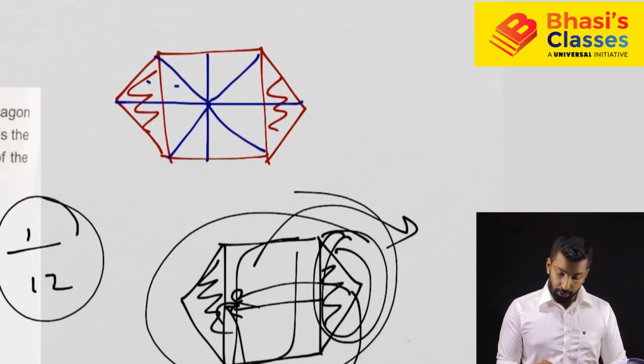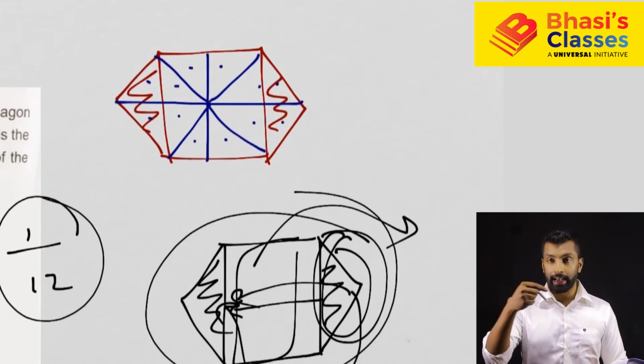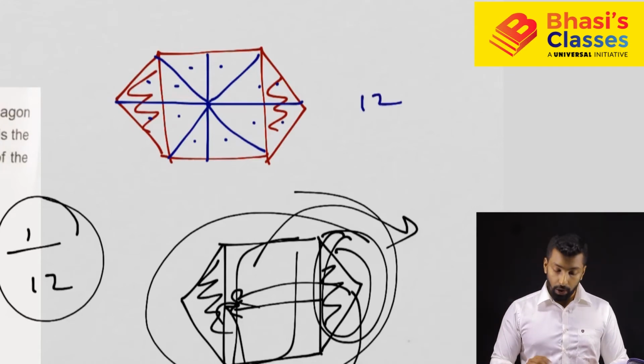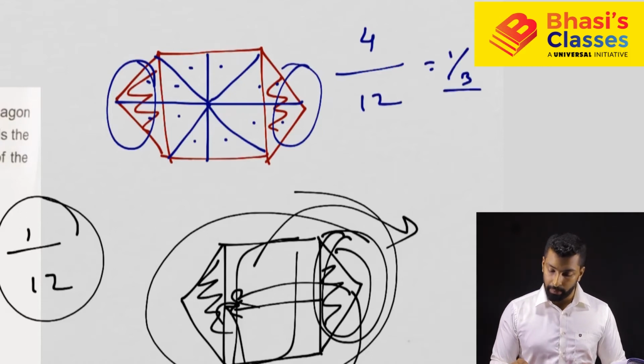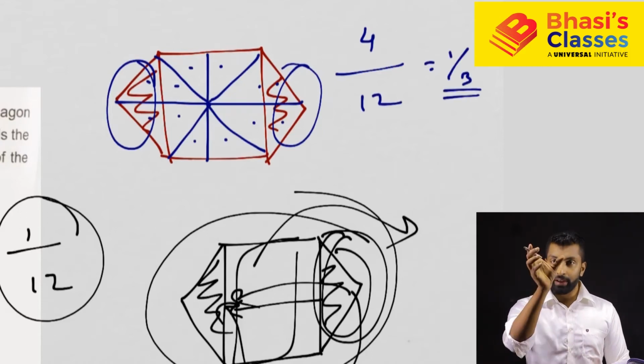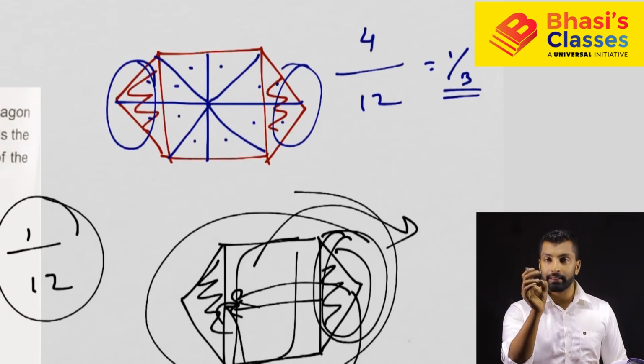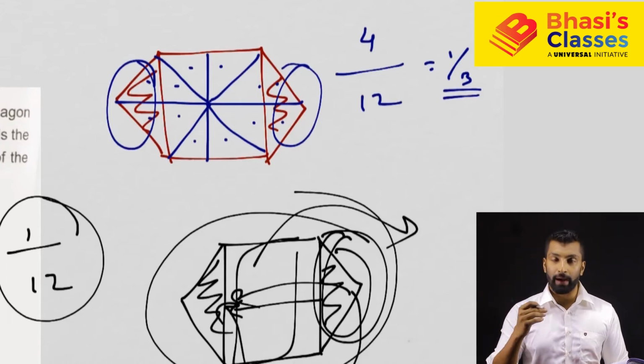Okay, so 1 2 3 4 5 6 on top, 1 2 3 4 5 6 again on the bottom. So 12. Out of that 12, here is 2, here is 2. So total 4. 4 are shaded, so your answer is again 1 by 3. So you can divide into 12 equal triangles, and out of that 4 are shaded, so 4 by 12.